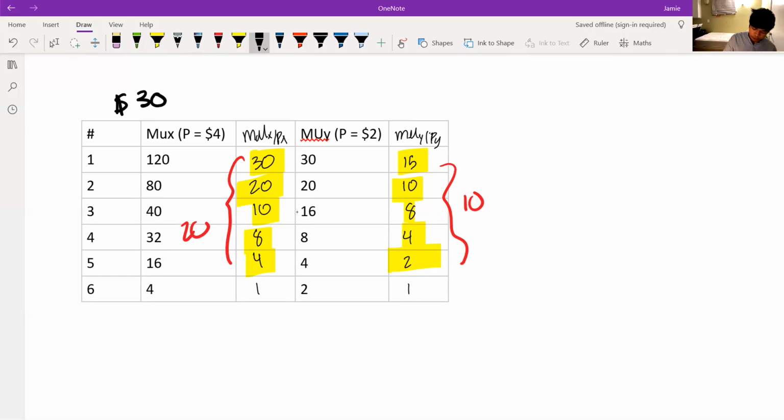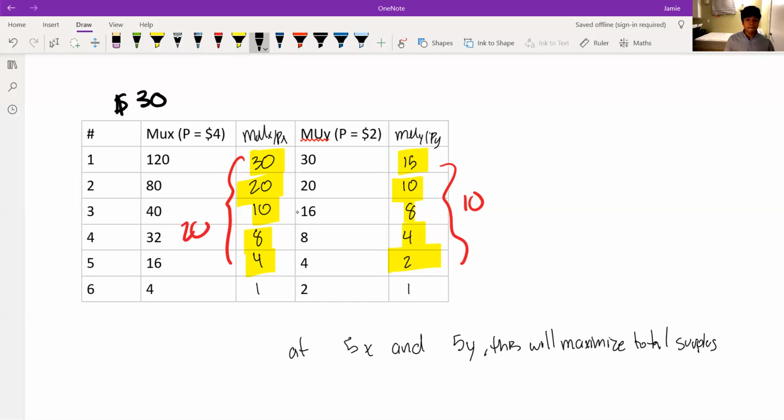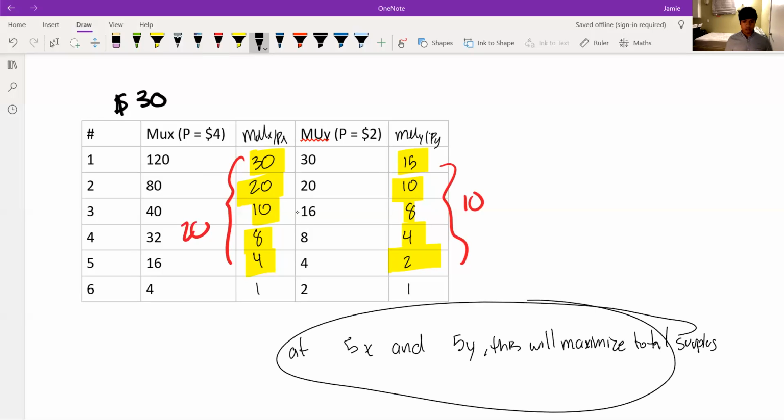And so this consumption bundle of 5 X and 5 Y will maximize total utility. And I dare you, choose any combination of goods that satisfies our income. I know for a fact it will not be higher than the total utility received at this optimal consumption bundle.